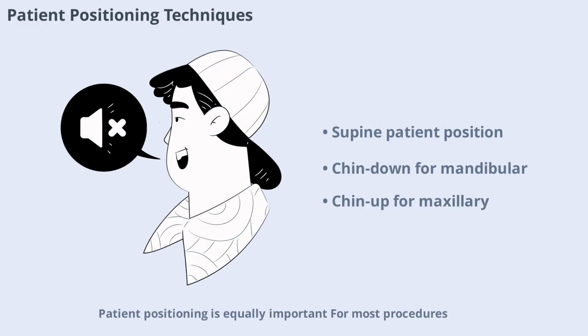Patient positioning is equally important. For most procedures, the patient should be in a supine position, with their mouth close to the clinician's resting elbow. This allows easy access and reduces unnecessary movement. For mandibular treatments, a chin-down position is recommended, while maxillary treatments require a chin-up position. These subtle adjustments help the clinician access different areas of the mouth with greater ease and visibility, ensuring that each procedure is performed efficiently and comfortably.